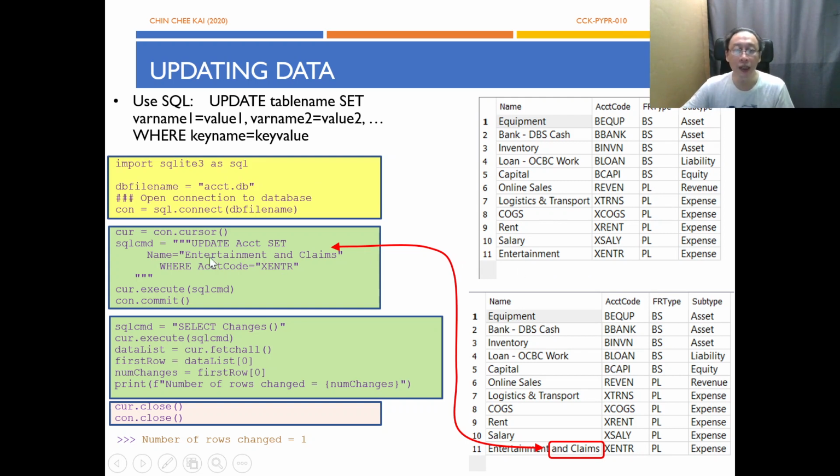So to update, we will open the connection. Update the account, set the name instead of saying entertainment alone. We forgot, and now we change our mind. We say we want to name it after entertainment and claims. Because the account code is unique, we just say account code is equal to XENTR and execute that, commit it, and that's all. Now, basically, the update is done in this block.